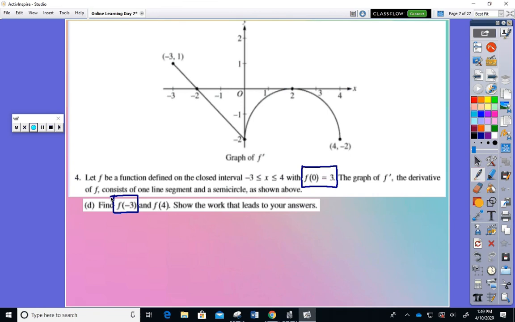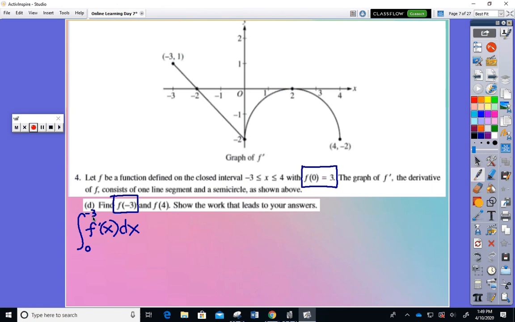So here's what I've got to do, guys. I've got to start using the Fundamental Theorem of Calculus. And you saw me do a little problem like this where I know that I can do the antiderivative of f prime of x in order to spring myself into talking about f of x. And I know f of 0 and I want f of negative 3. So I can set my integral up.